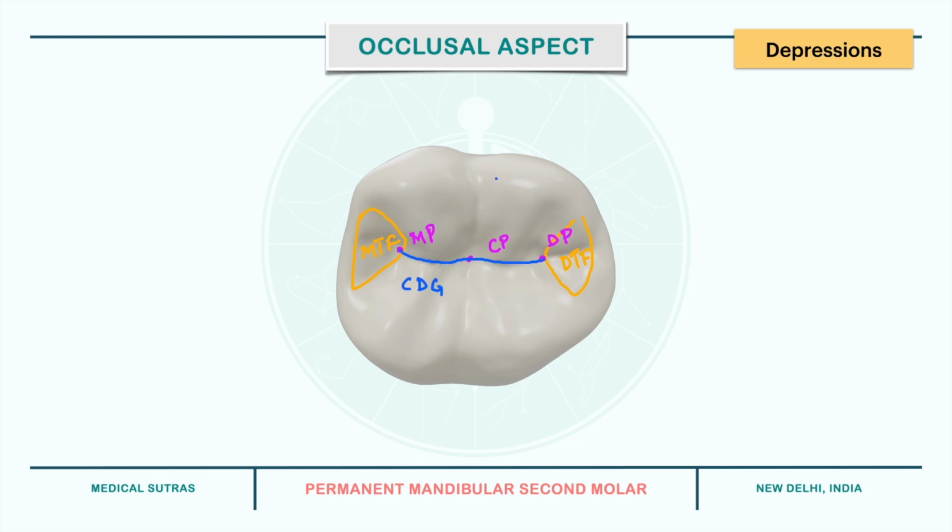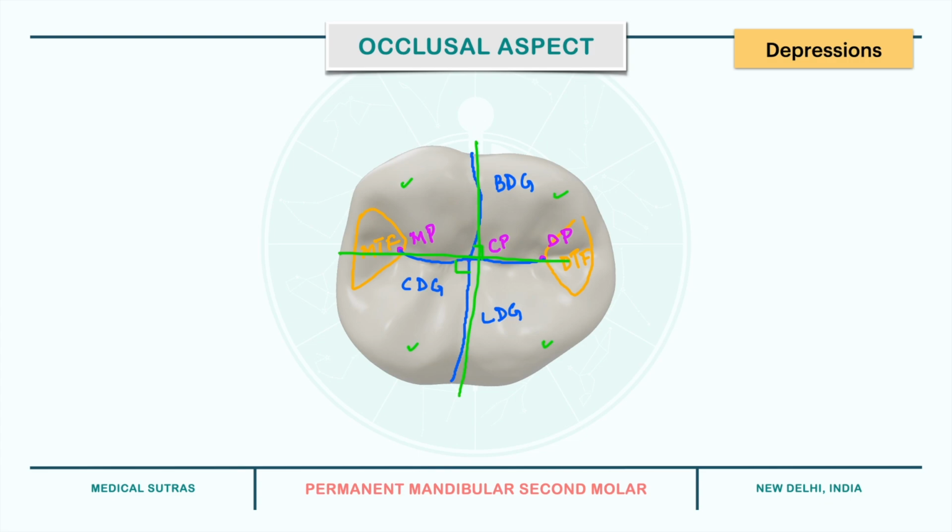Second is the buccal developmental groove that extends buccally from the central pit onto the buccal surface, separating the two buccal cusps. And lastly, we have the lingual developmental groove. It extends lingually from the central pit and separates the two lingual cusps. So if we look closely, the buccal and lingual developmental grooves meet the central groove at right angles and form a typical plus mark, which divides the occlusal surface in nearly 4 equal parts.